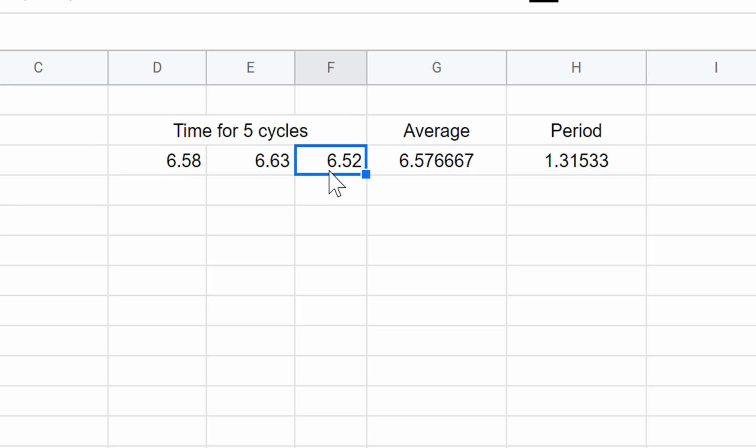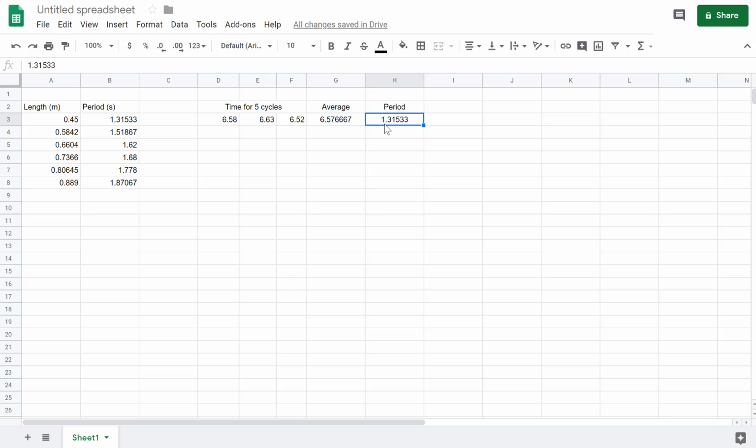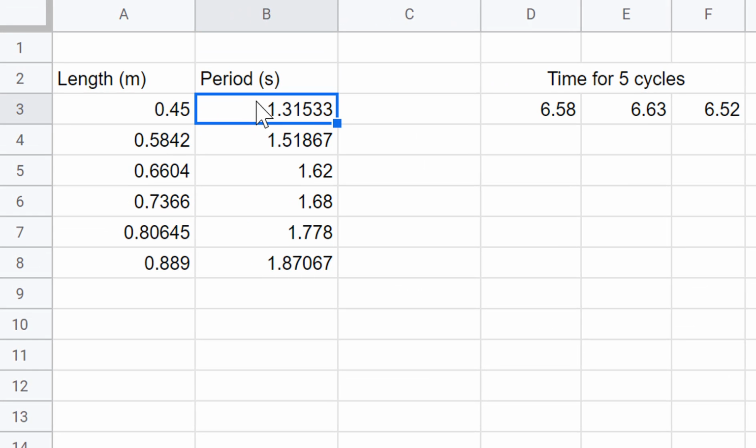I did my test 3 times, and I averaged them, and then I divided by 5 to get the period, because I want to know the time it takes to complete one cycle. So that's how I got this number over here, the period in seconds when the length of the string, and I keep saying the length of the string, the distance between the pivot point and the center of mass of my pendulum, is 0.45 meters. That's how I got this number, 1.315.